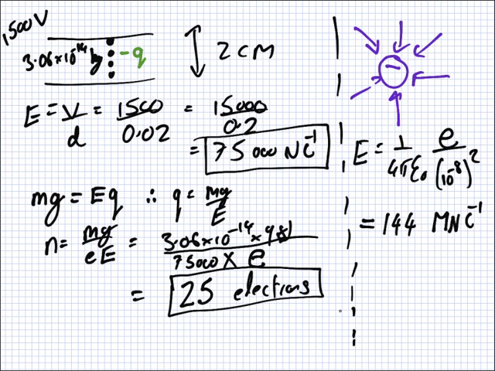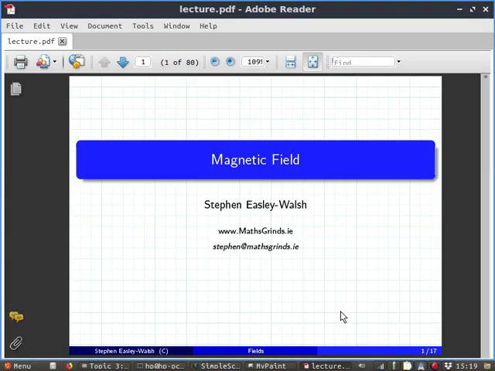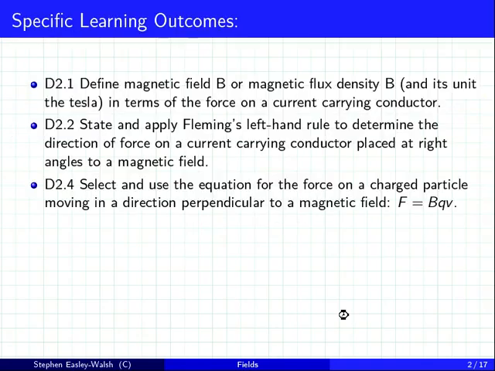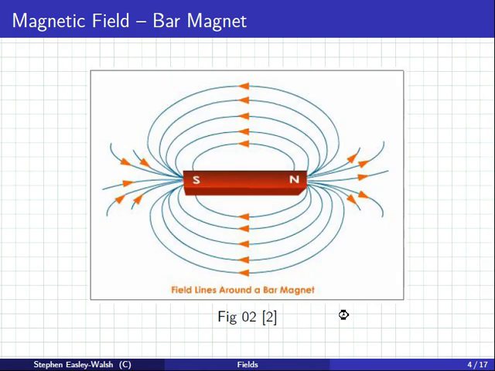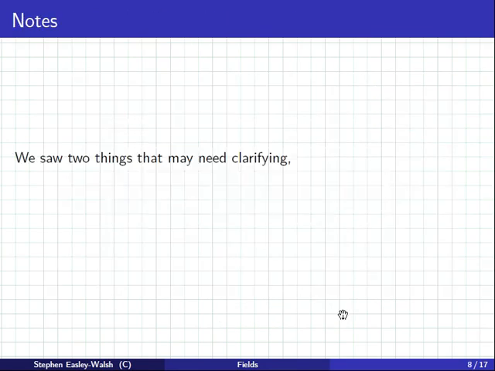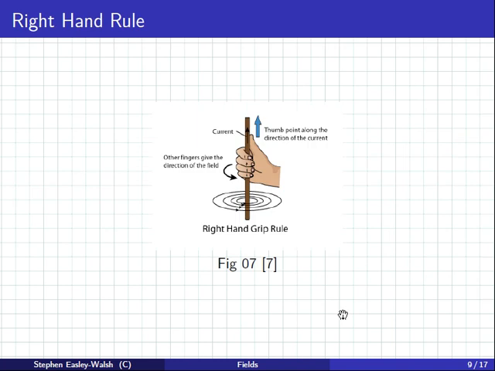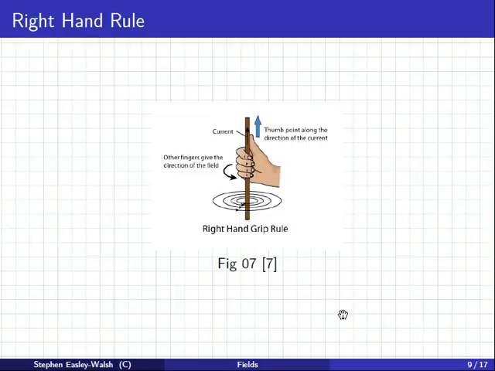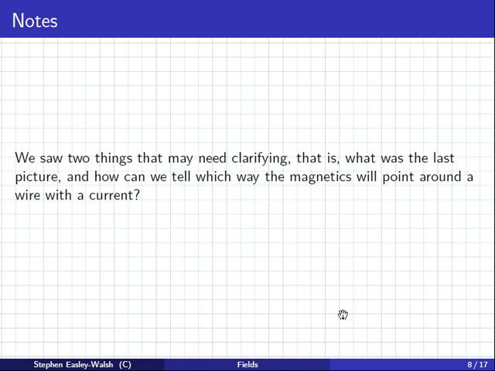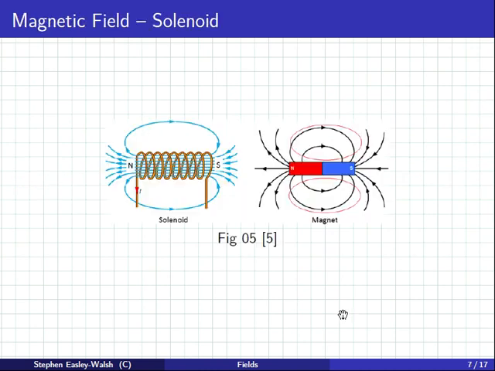All right. Will we continue with magnetic fields? So, what slide did we finish on last time? Solenoid. Okay, so we're continuing from here then.